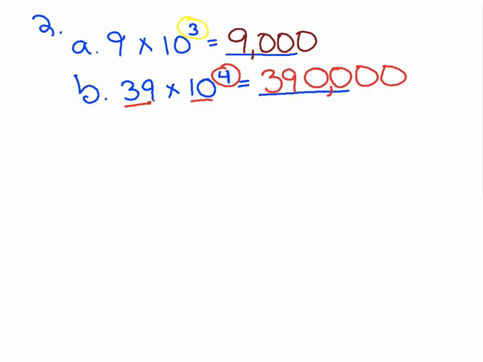Okay, so we have the number 7,200. We're on letter C. 7,200 divided by, when you say the exponents, I wouldn't say 7,200 divided by 10 to the 2 power.